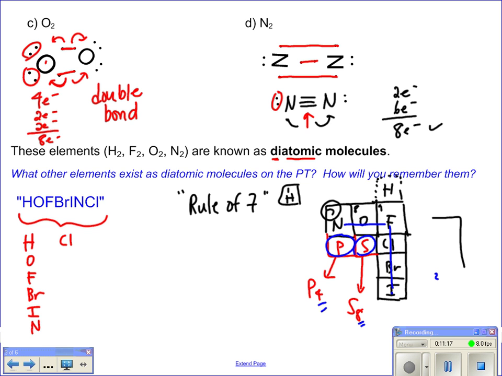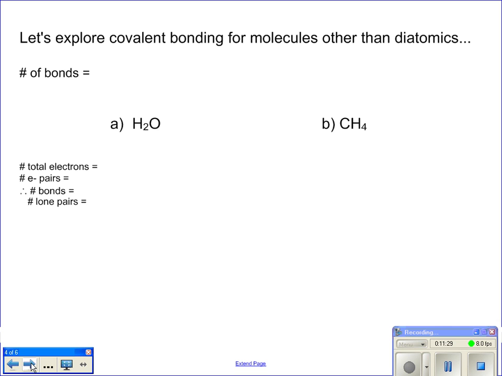Other than that, all the other elements exist as single atoms of themselves. They are not actually connected to each other. They can be in groups, but they're not bonded to one another. So what I'd like to do now is up the ante a little bit. Let's explore some covalent bonding for molecules other than diatomics, or things that are a little bit bigger. And I'm going to show you some strategies you can use to come up with the Lewis structure of a small covalent molecule. First of all, we're going to look at water.